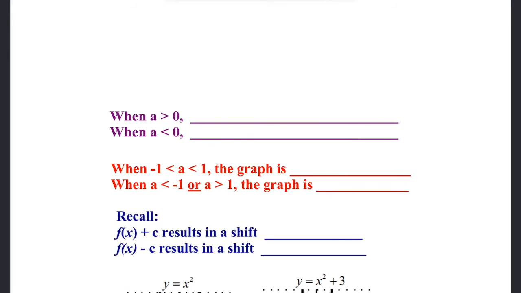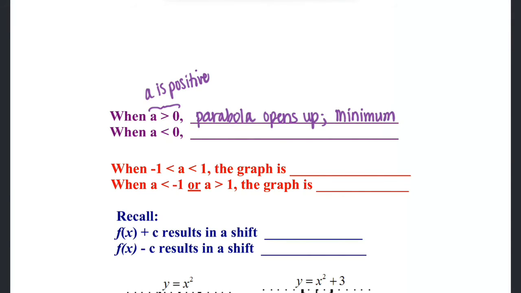Now I'm going to conclude real quick with what happens when A is positive. So this means A is positive. What happens when A is greater than 0? When A is greater than 0, we have a parabola that opens which way? Does it open up or does it open down? The parabola opens up. And when it opens up, it has a minimum value.